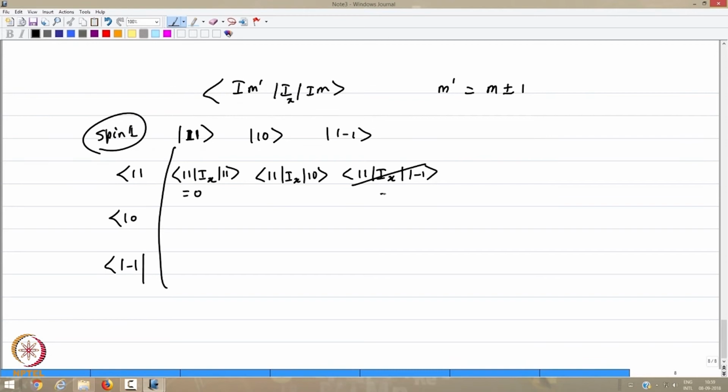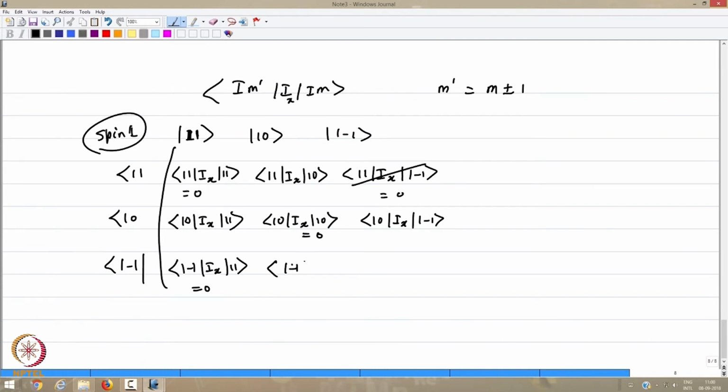So, this is 0, this is non-zero, and likewise you have 1 0 Ix 1 1, this is non-zero, 1 0 Ix 1 0, this is 0, 1 0 Ix 1 minus 1, this is non-zero, and likewise 1 minus 1 Ix 1 1, this is 0, 1 minus 1 Ix 1 0, this is non-zero, and then the diagonal element 1 minus 1 Ix 1 minus 1, this is 0.